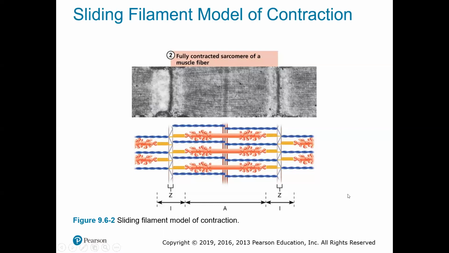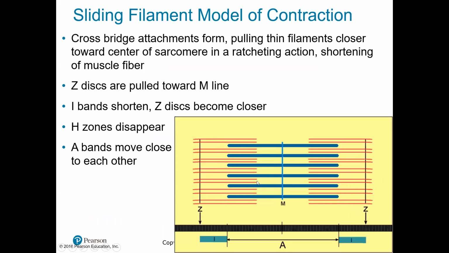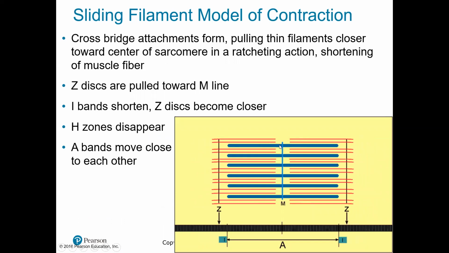And this is what it looks like, as far as the animation goes. See, the Z lines are being pulled in as the actins are being pulled across the top and the bottom, if you will, of the myosins. So the Z lines move closer together. That's the only thing that shortens. The actins and myosins don't shorten.